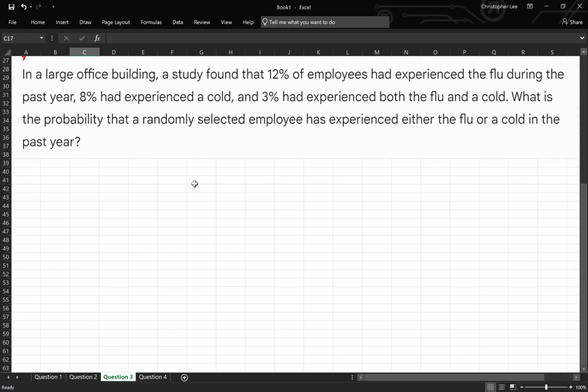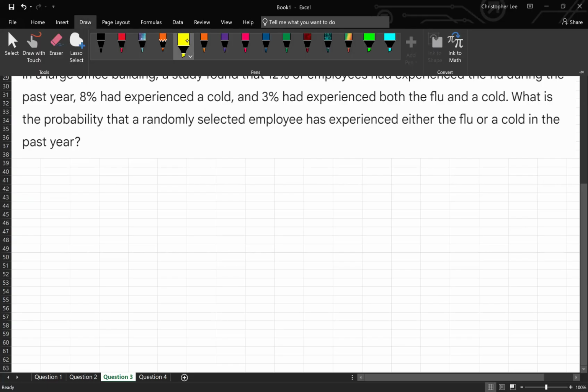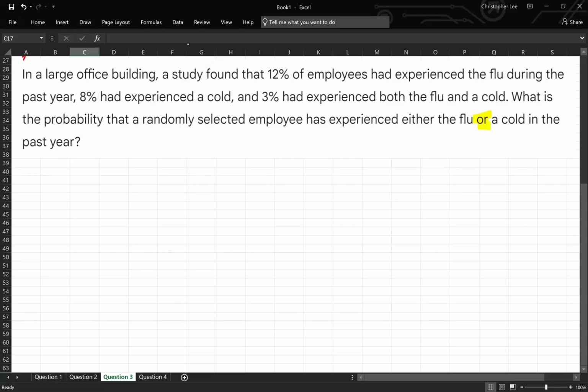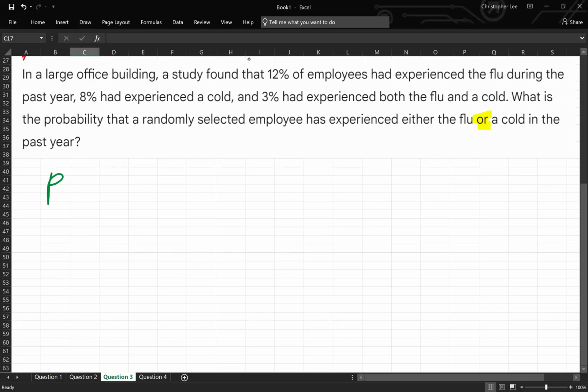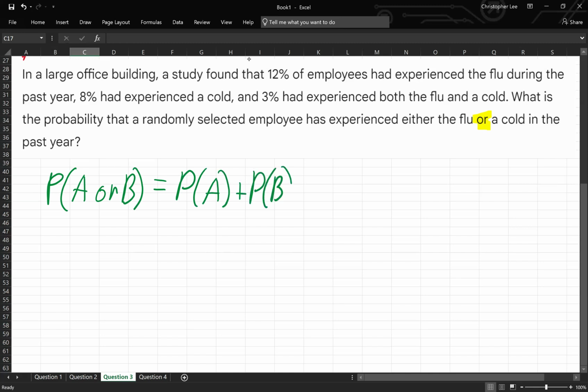All right. So let's take a look. My keyword here is or. As soon as you hear or, you write down your or formula, right? So this becomes what? Probability of A or B is equal to probability of A plus probability of B minus probability of A and B. I'm not making this up. I'm just copying this directly from the formula sheet. This is in chapter 5, general addition rule, right?